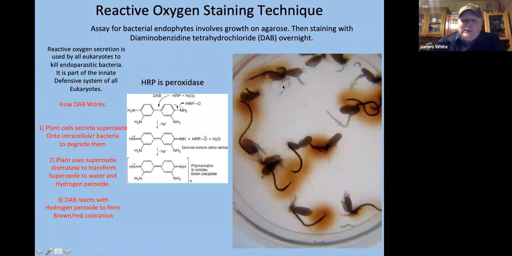On this slide, you can see the seedlings, and you can see the brown around there. The brown is where hydrogen peroxide came out of those roots. What happens is when these microbes are inside the cell, they're hit with superoxide, but that superoxide breaks down and you get the formation of hydrogen peroxide. And that's the brown that we can see using this staining technique.